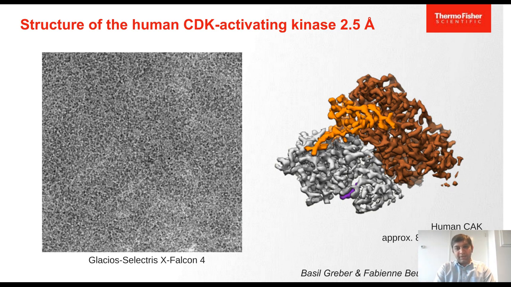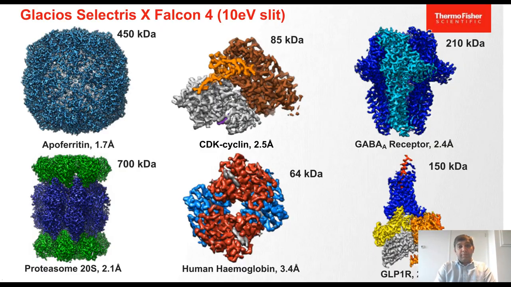This protein is about 85 kilodalton in the aligned region. There are also some flexible bits, about 15 kilodalton, which are not visible in the cryo-EM map because they are highly flexible. So with the Glacios, we have seen a range of different structures, starting from apoferritin going to 1.7 angstrom, the T20S to 2.1 angstrom, and this 85 kilodalton CDK activating kinase to 2.5 angstroms.